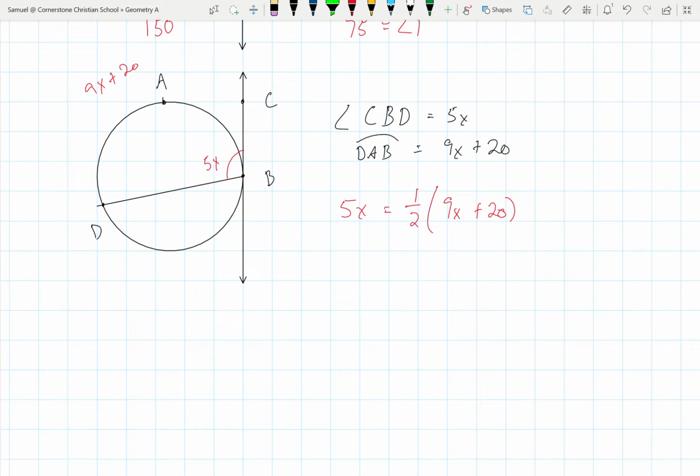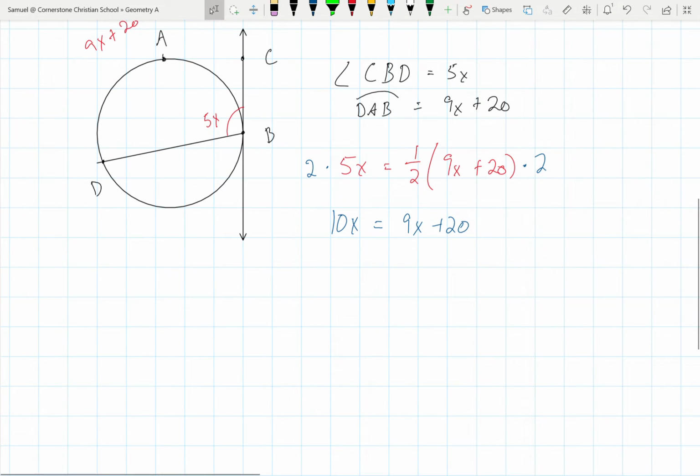I need to solve for x. Instead of distributing 1/2 into the 9x plus 20 quantity, I'm going to multiply both sides of my equation by 2. And so here I have 10x equals 9x plus 20. Subtract 9x from both sides, and x equals 20.